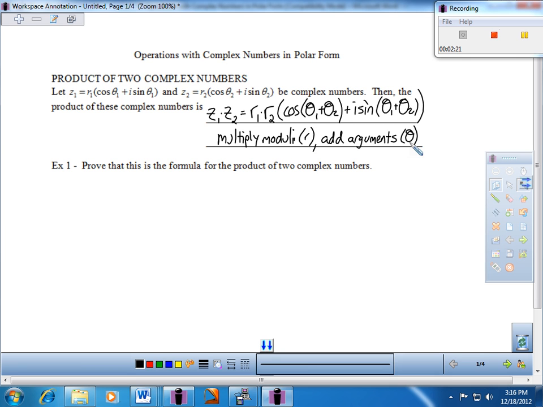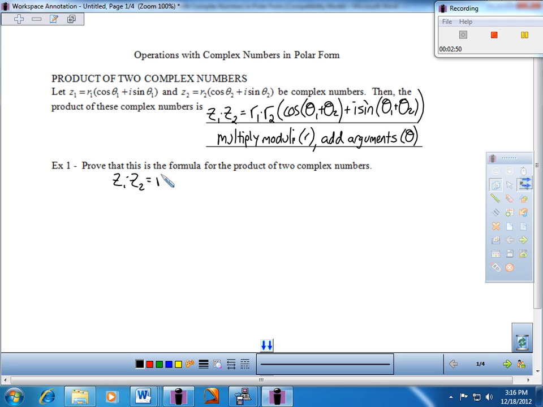Now, what we're going to do is just take a very quick peek at and prove this. So it's one thing for me to kind of give it to you there, and that's exactly what we're going to use. But I think it does benefit us to actually see why this does play out. So it says, example 1, prove that this is the formula for the product of 2 complex numbers. And here's what I'm going to ask you to do, everybody. Give me a Z1 times Z2 right here.